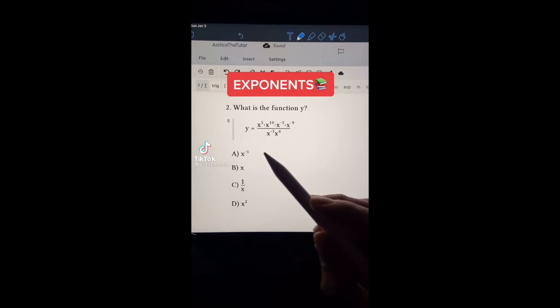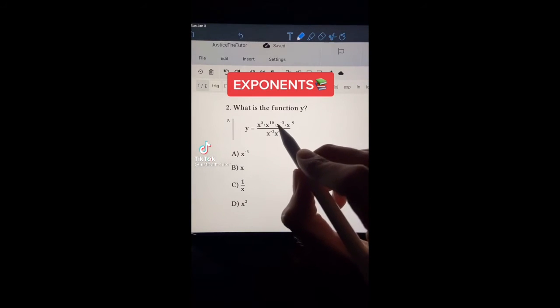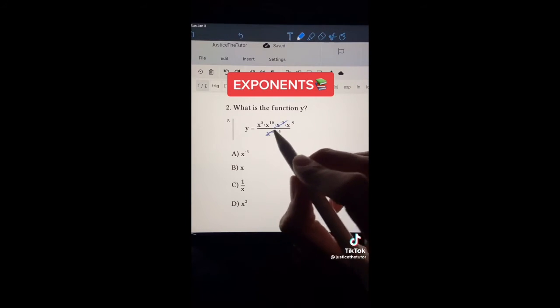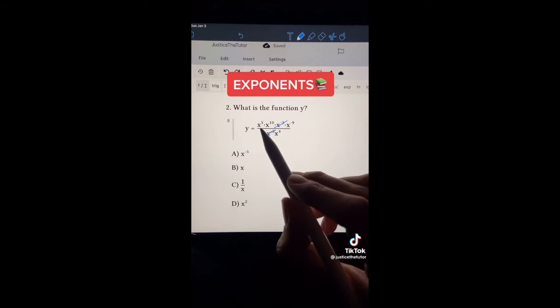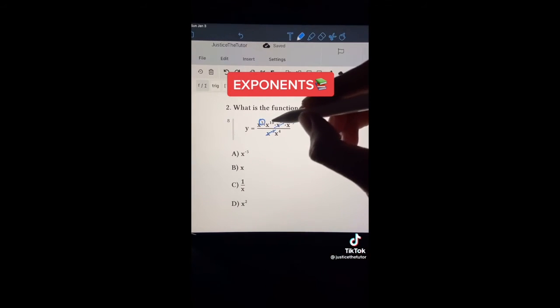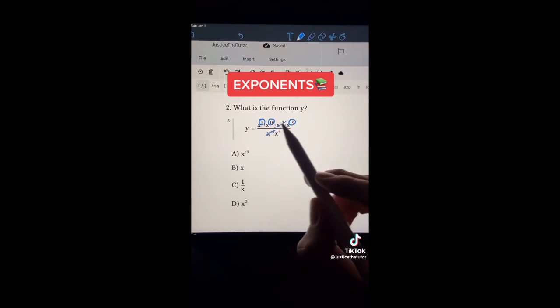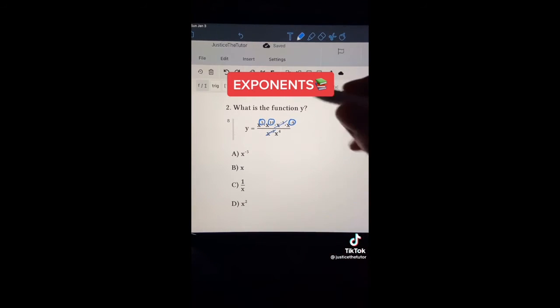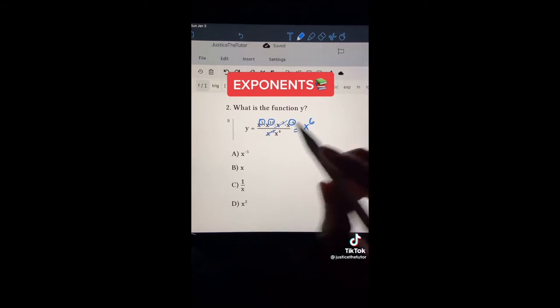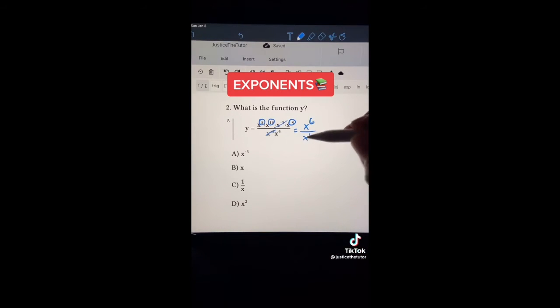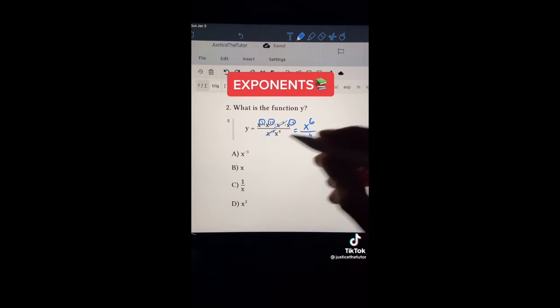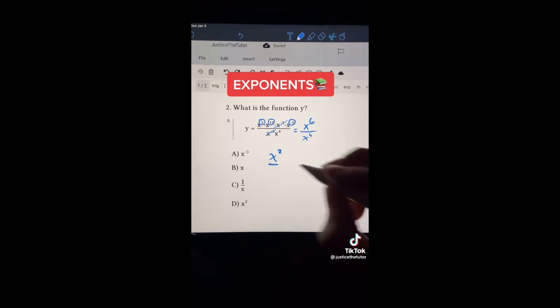What is the function y? So the first thing I see here is that x to the minus 3 appears in the numerator and the denominator, so we could just cancel out like that. And since all of these have the same base, we could just add the exponents in the numerator. So 10 minus 9 is 1, and 1 plus 5 is 6. So this is just x to the 6th, and we still have an x to the 4th on the bottom. So since these also have the same base, we can just subtract their two exponents. So this is just x squared, so the answer is D.